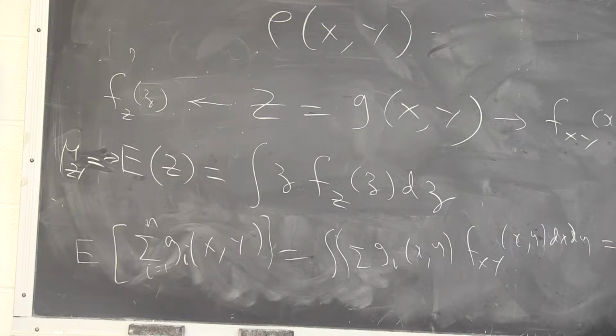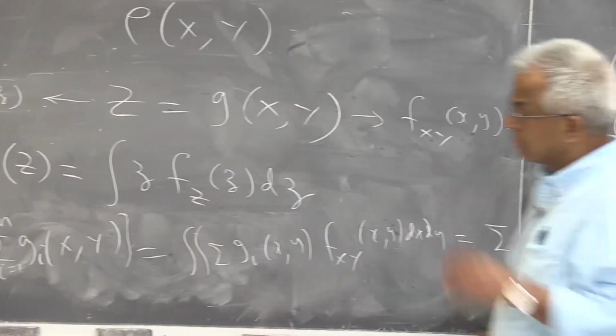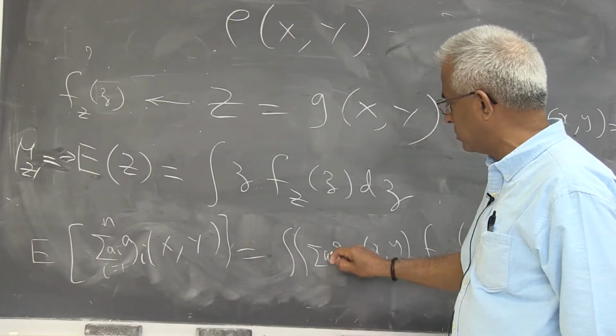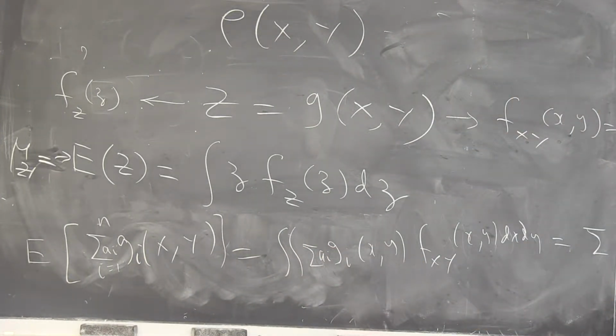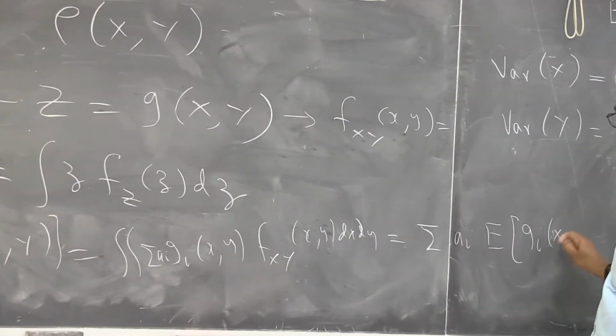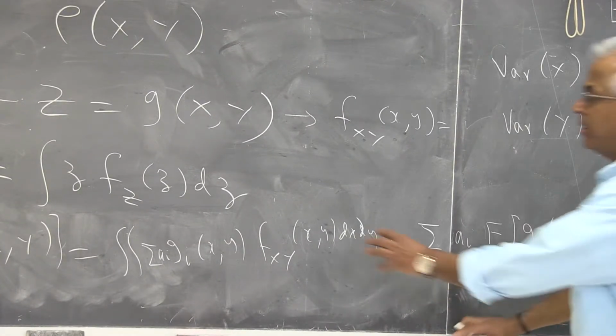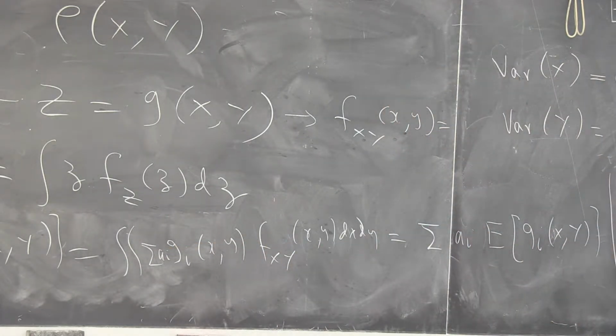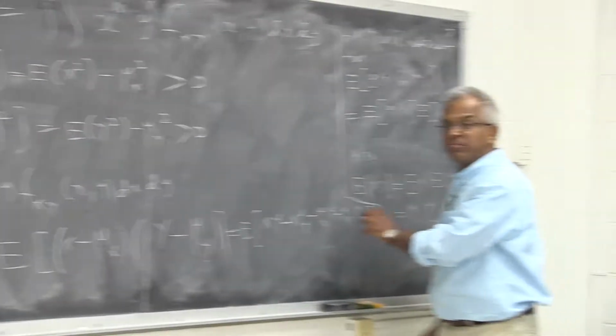But I can take the summation outside. Let me also put an a_i here, constants, it doesn't matter. So I pull out all the constants outside. Then it becomes the expected value of g_i(x, y), because the remaining term, the double integral of g_i f_xy, is the expected value of this. So the expected value of this is the sum of the expected values.